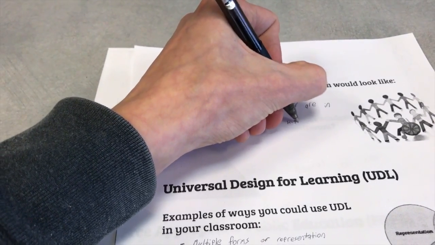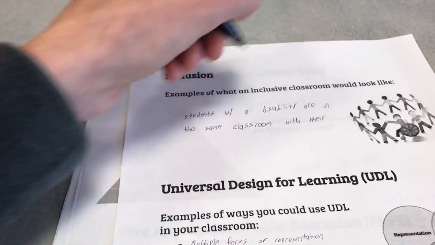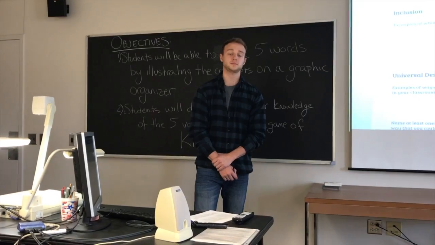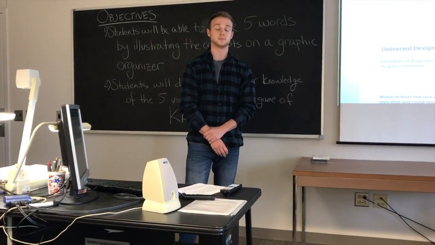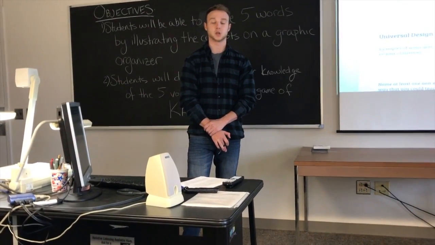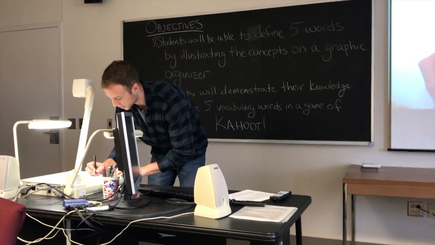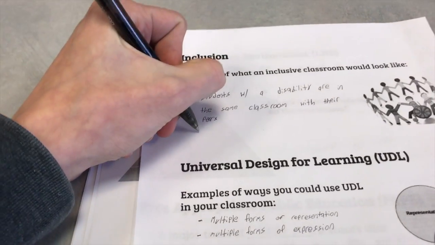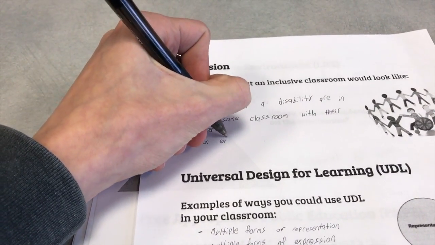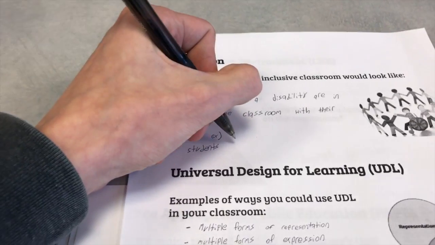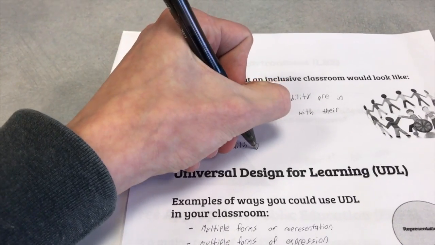Good. Can you give me a non-example of an inclusive classroom? So one that is non-inclusive. A non-inclusive example would be exclusion. So maybe having some of those special ed students put into one classroom rather than in with their peers. Good, good. So yeah, maybe all students with a disability separated from peers in another classroom.